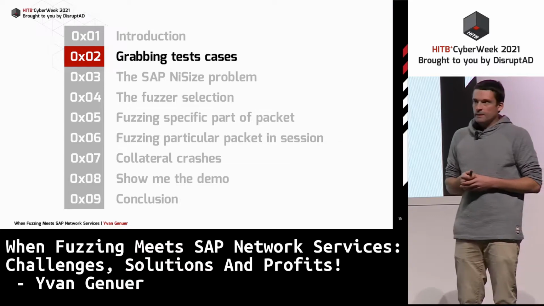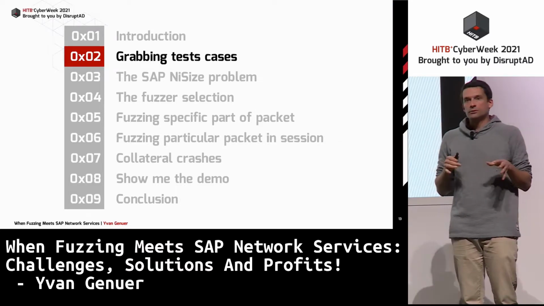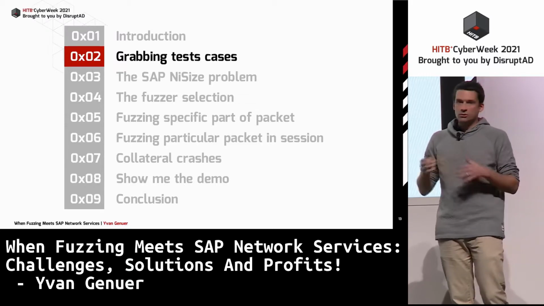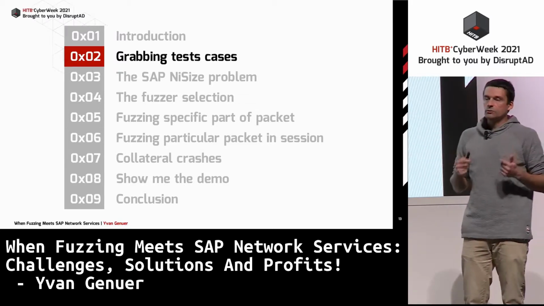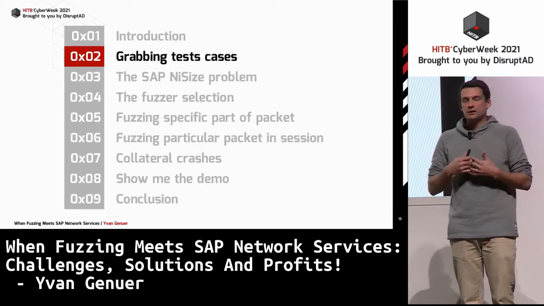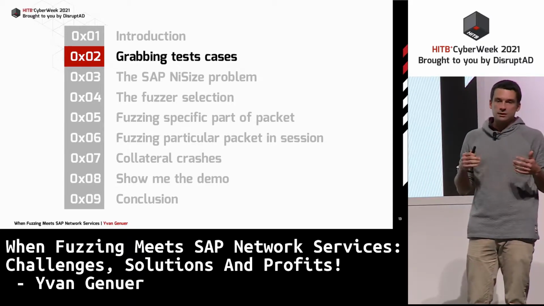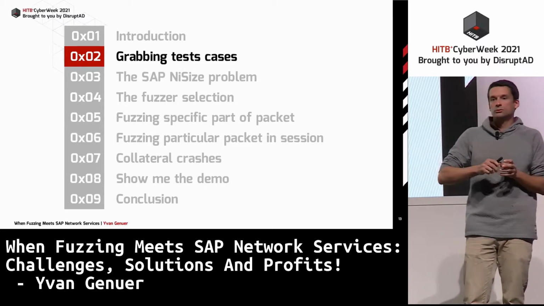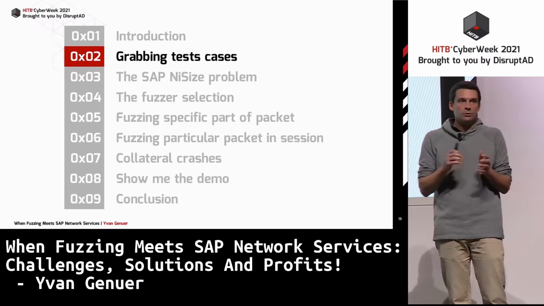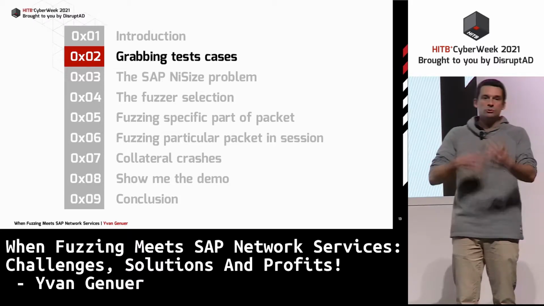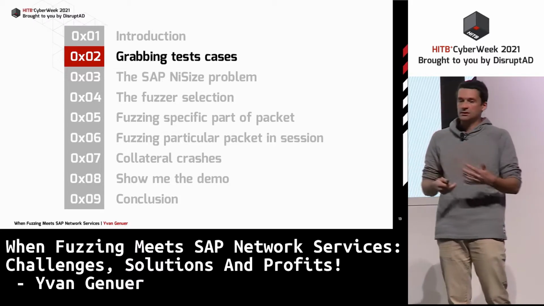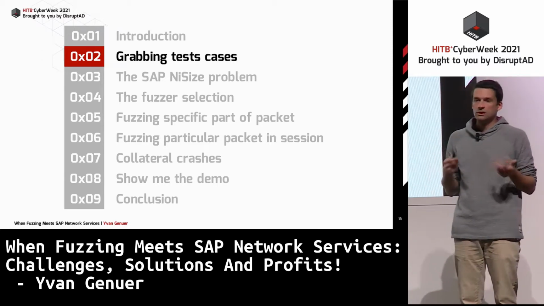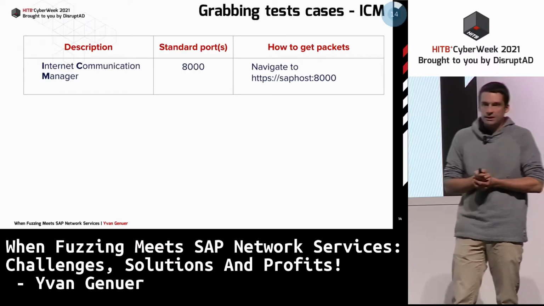So when we started to study what fuzzing is, what we need to do, what we need to have, the first thing we understood is that we need a test case. What we call a test case in this case is a network packet we would like to send to the services, and we would like to fuzz this network packet. We would like to mutate this network packet, and that's it. So the first step is to try to grab this packet.